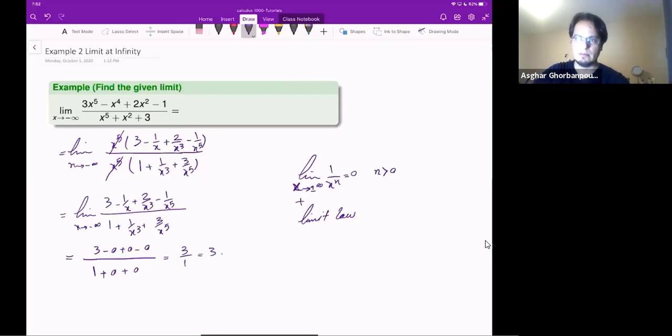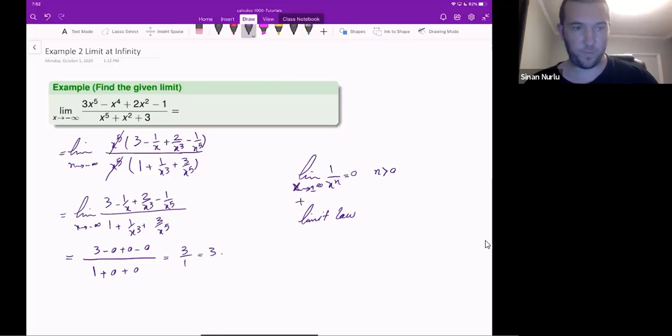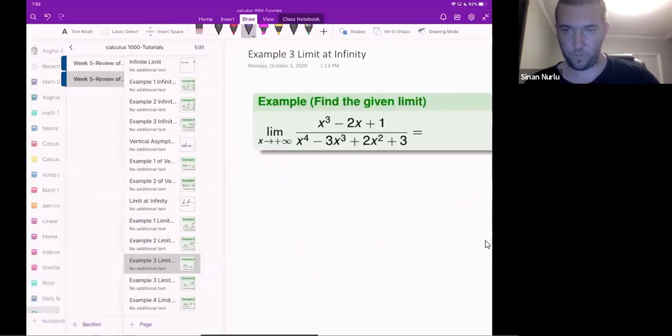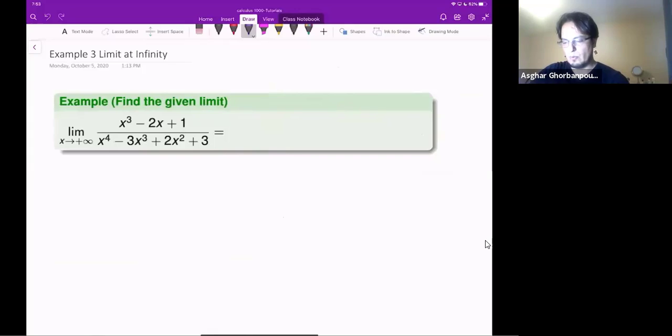Are we okay now? All good. Okay. This is the one I will give you as an example for you to do. If you want to screenshot this one, please go ahead. This is straightforward. Again, the key point is to factor out the highest powers of x from the numerator and denominator and do the simplification.